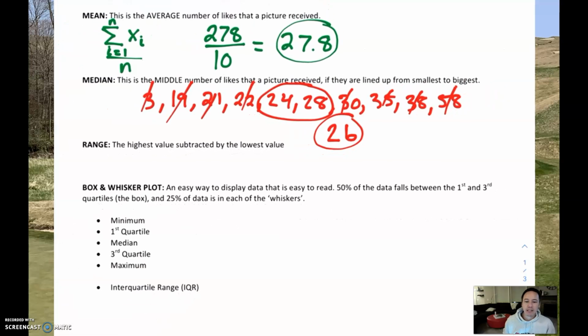So there is your median. It is just the middle number. If there's an odd number of data points, then you'll just have a number there for you. If there's an even number, add them up and divide by 2.